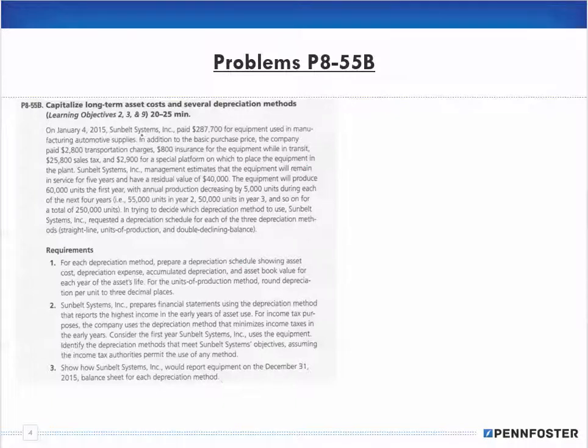So with that said, it says here, on January 4th, Sunbelt Systems paid $287,700 for equipment used in manufacturing automotive supplies. In addition to the basic purchase, the company paid $2,800 transportation costs, $800 for insurance while in transit, $25,800 in sales tax, and $2,900 for the special platform on which the equipment sits in the plant. Sunbelt Systems management estimates that the equipment will remain in service for 5 years and have a residual value of $40,000. Okay, so it will be in service for 5 years, residual value of $40,000.